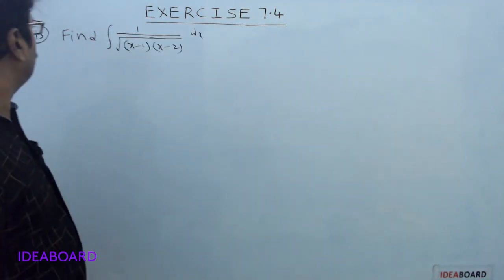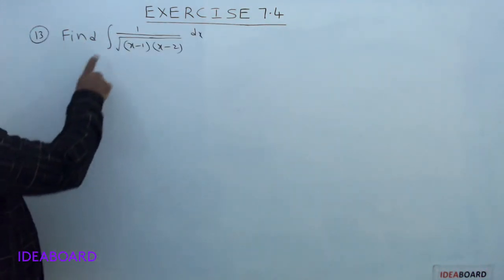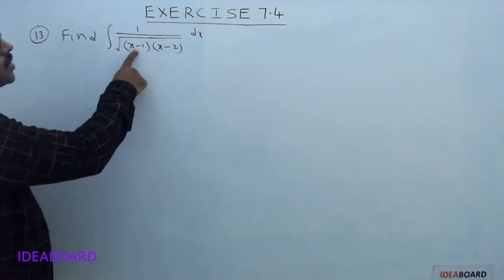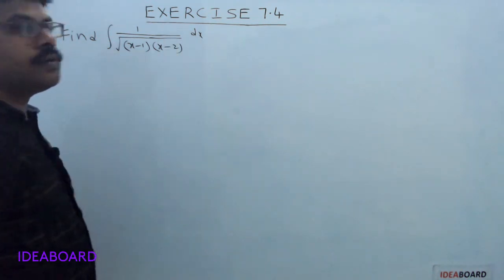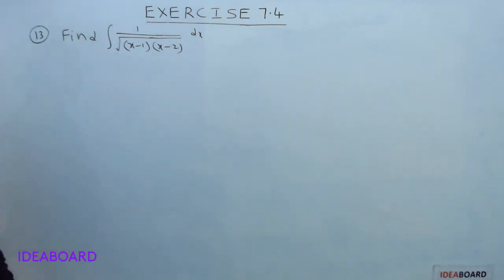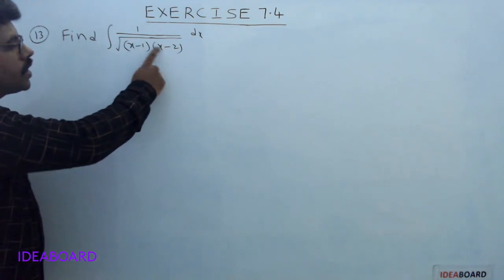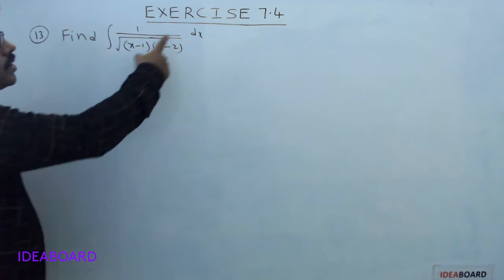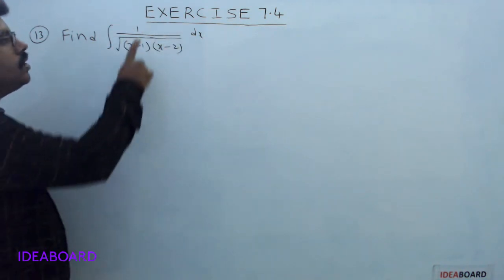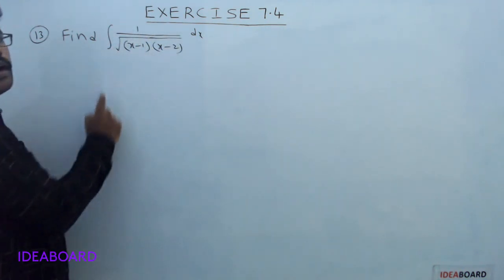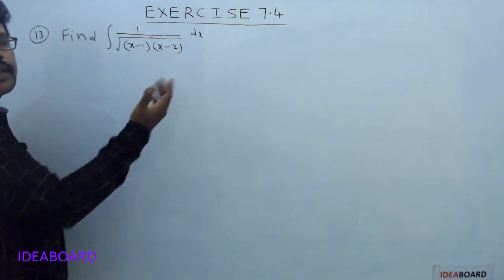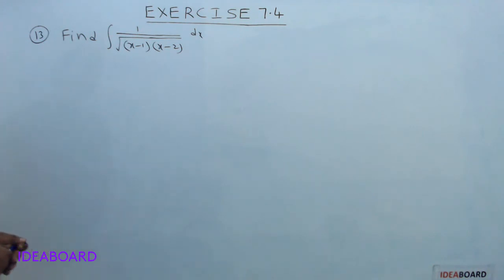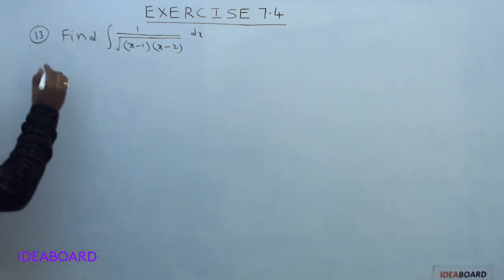Now come to the next problem. 13th one, find integral 1 divided by square root of (x minus 1) into (x minus 2) dx. If you multiply these two factors, you are getting a second degree expression. It means this integrand is of the form 1 divided by root of ax square plus bx plus c form. So apply our procedure in this form. First write down the given integrand.